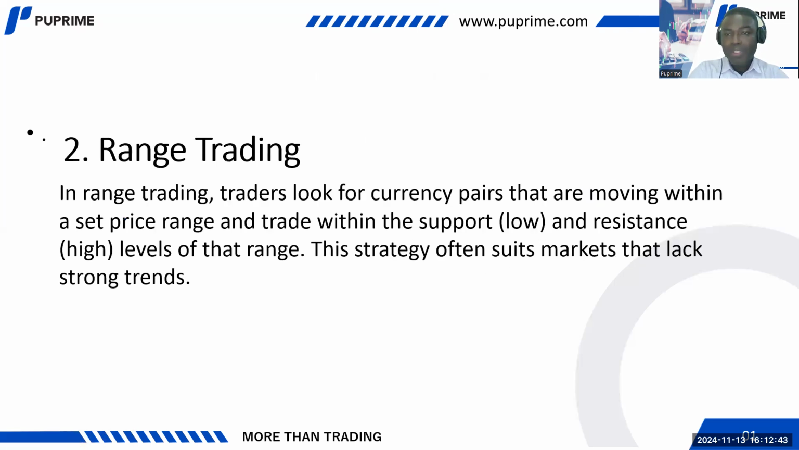Another type of trading strategy is what we call range trading. In range trading, traders look for currency pairs that are moving within a set price range and trade within the support and resistance levels of that range. Usually when we have a range, it means price is bound between two parallel lines, where the upper part is the resistance while the lower part is the support. As price bounces between this resistance and support, you can pick your trade. This strategy often suits markets that lack strong trends.